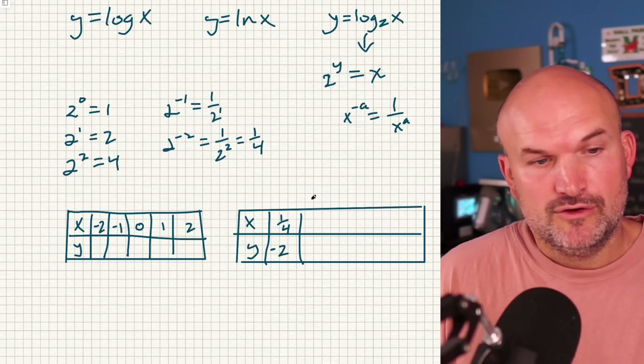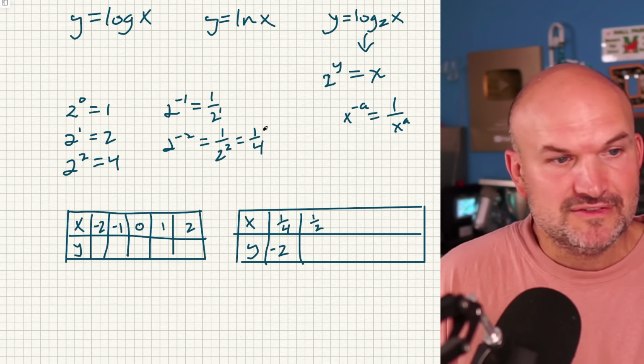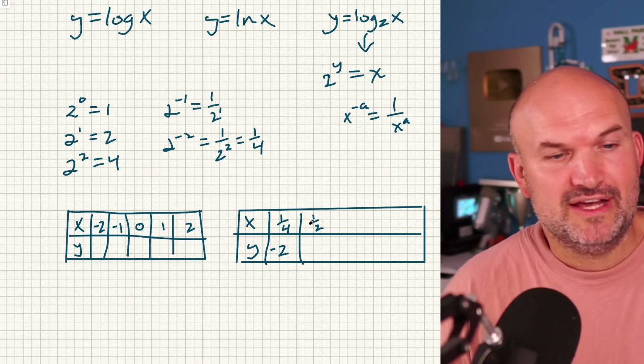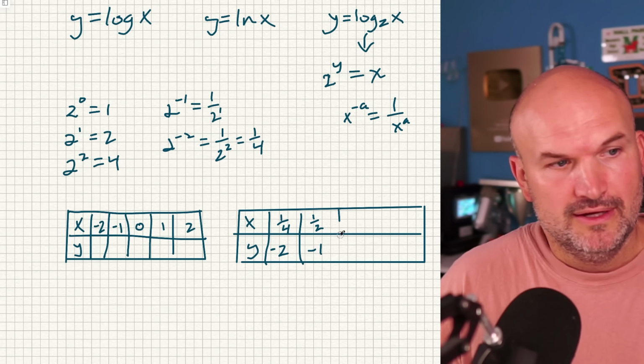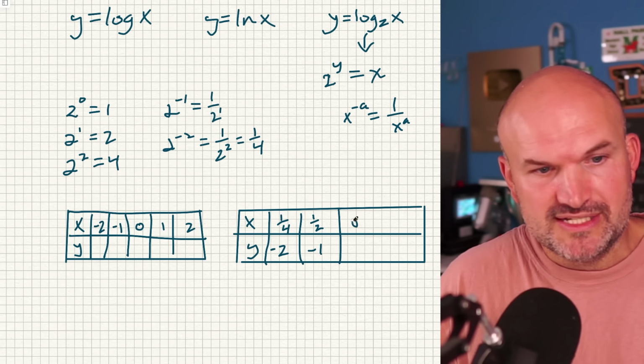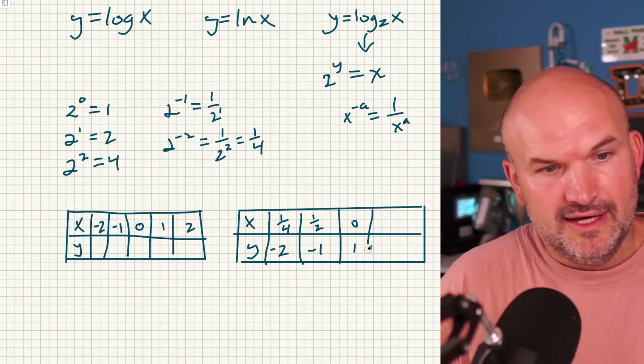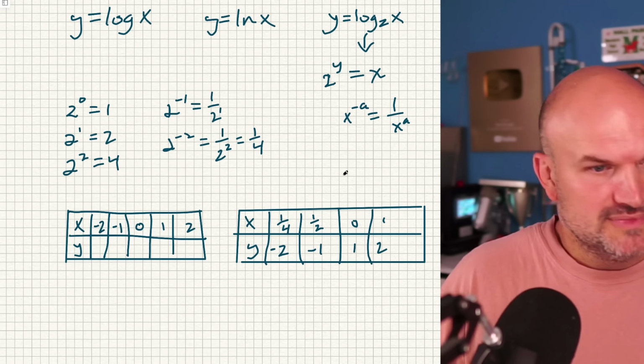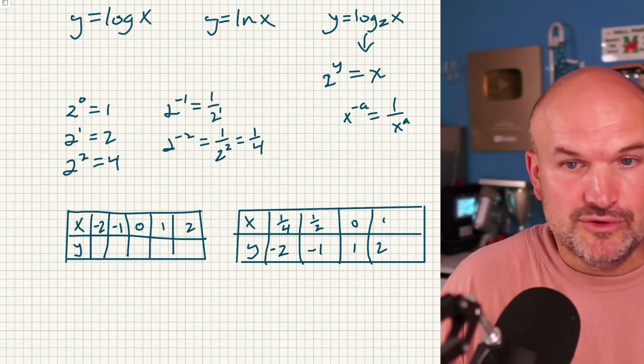If I go to my x value over here, that's going to be a 1/2, and my y value would be -1. Then let's go to the next smallest number, which would be 0. So if I plug in a 0, I'm going to get a 1. If I plug in a 1, I'm going to get a 2. And I'm sorry, Mr. McLogan. If you plug in a 2, that's going to be a 1.